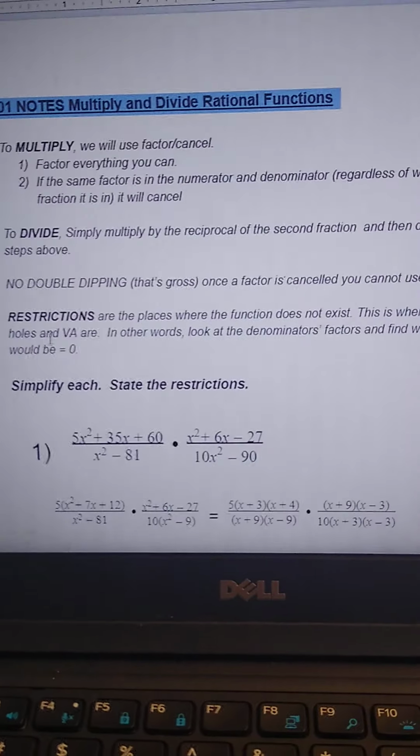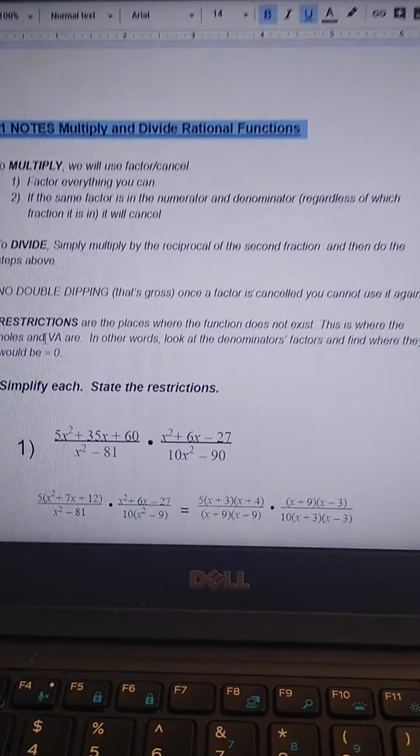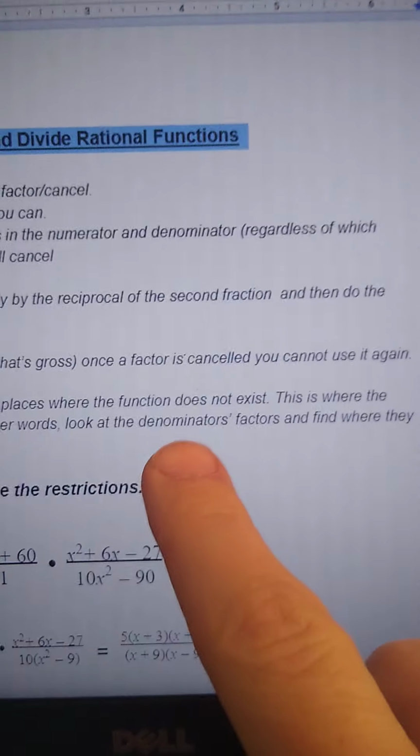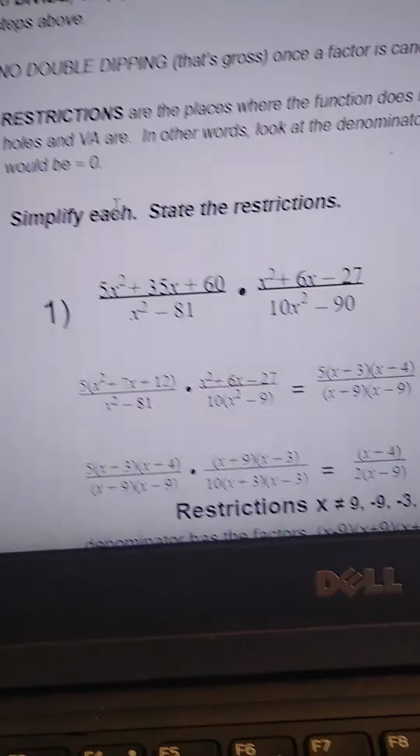Last thing, we're also going to be stating restrictions. This is the place where functions do not exist. It's the same thing as holes in vertical asymptotes. In other words, we're going to look at the denominator's factors and find where they would be equal to 0. So we're going to simplify this first one, state the restrictions.